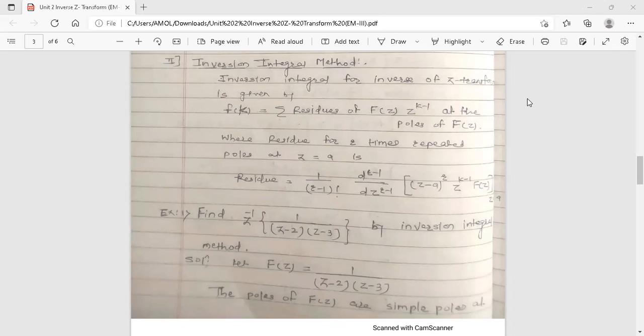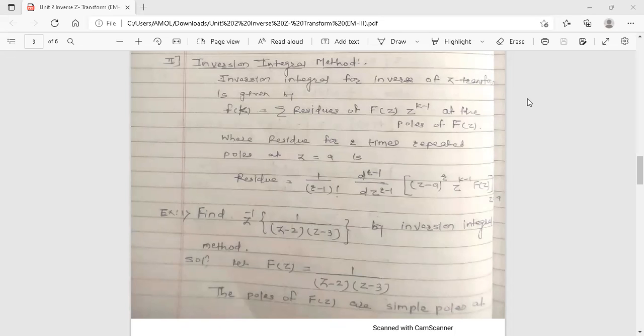Today's topic is the inversion integral method. This is the method used to find the inverse Z transform. This is the second method. The first one was the partial fraction method. In the previous lecture we already discussed the partial fraction method. Now, the inversion integral method. This topic is from the second unit.